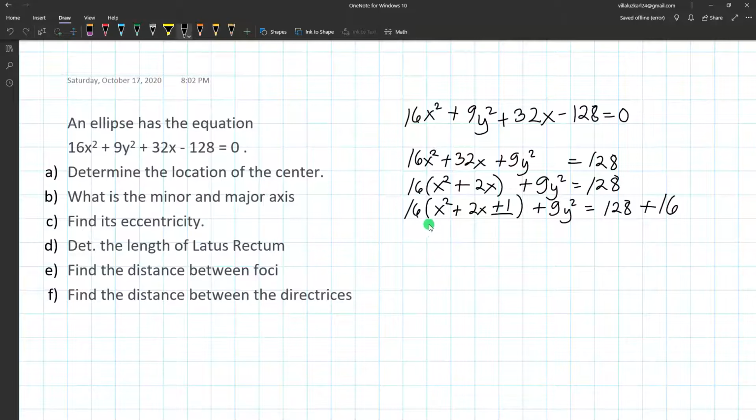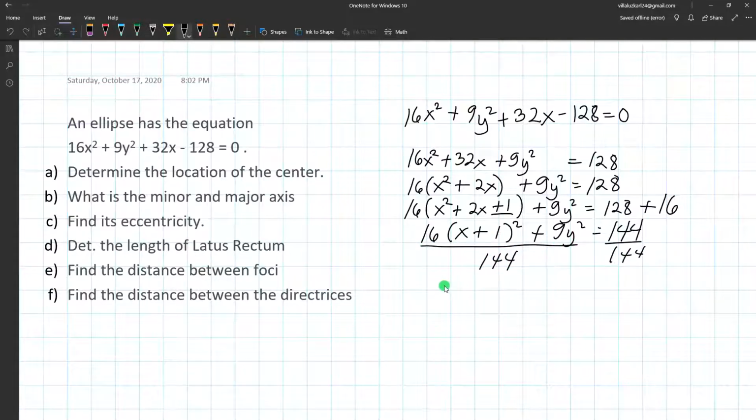Now rewrite the equation. This will be 16 times x plus 1 squared plus 9y squared equals 144. So the equation should be equal to 1. We divide both sides by 144. Just distribute the denominator on each term: 16 times x plus 1 squared over 144 plus 9y squared over 144 equals 1.